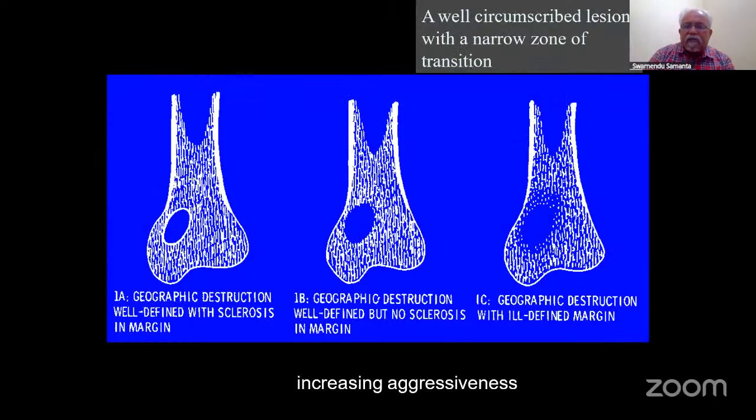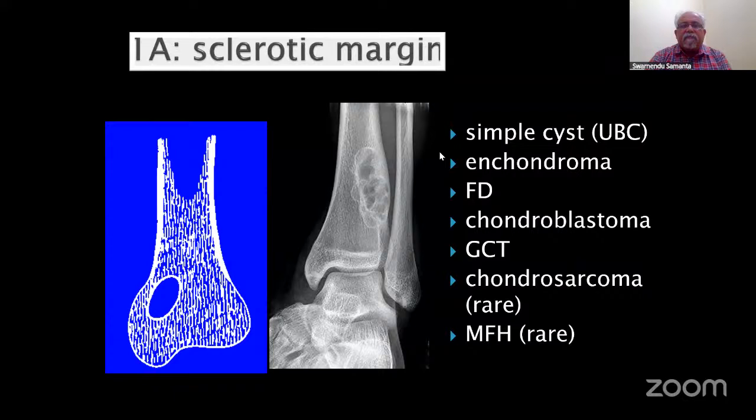So this is the classic picture. If you remember, this is 1A, meaning there is geographic destruction. Like you see here, you can see the sclerotic margin. This is 1A. And if you go back to this picture, geographic destruction, you can see it is not like 1A. There is a fuzzy border. There is no sclerosis at the margin. And if you go back to 1C, you cannot exactly delineate it. There is an ill-defined margin.